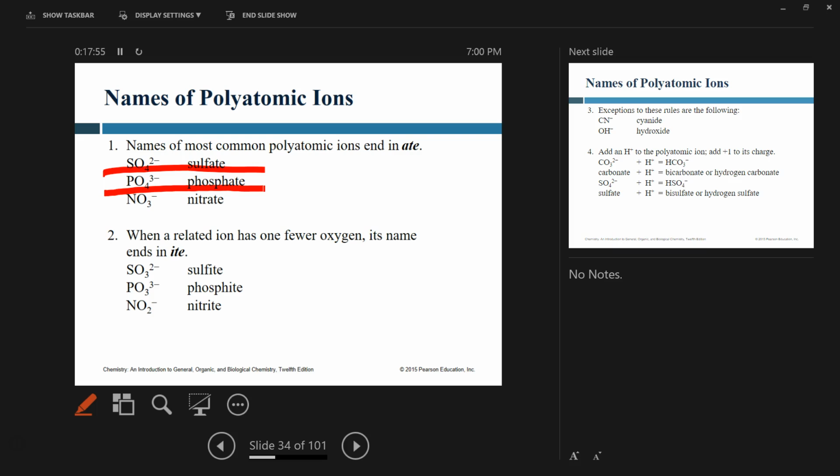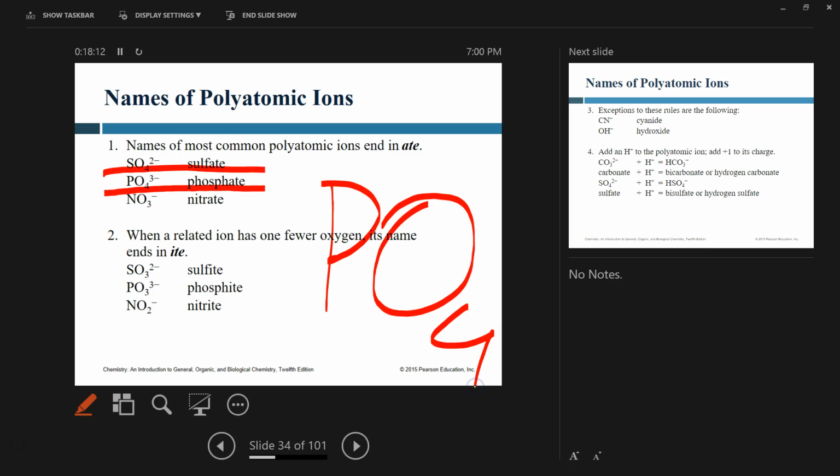Oxygens, how many of them? 4. Each oxygen has what charge? -2. Because -3 refers to the whole anion. That makes sense? So let's write it down this way. PO4. So oxygen has -2. The total number of negative charges from oxygen are what? -8. The charge of this whole thing is -3. In order to get -3, phosphorus has to have which charge? +5.